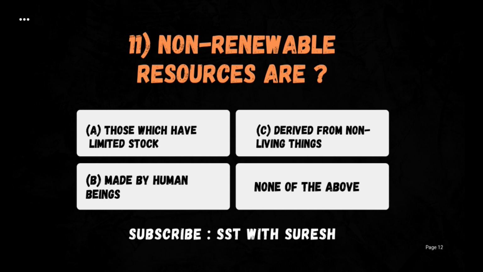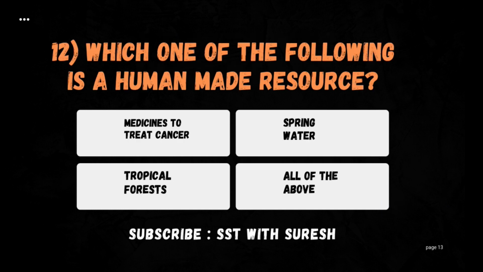Question number 12 asks: which one of the following is a human-made resource? And the options are: A, medicines to treat cancer; B, tropical forest; C, spring water; and D, all of the above. And the correct answer for question number 12 is that medicine to treat cancer is a human-made resource.